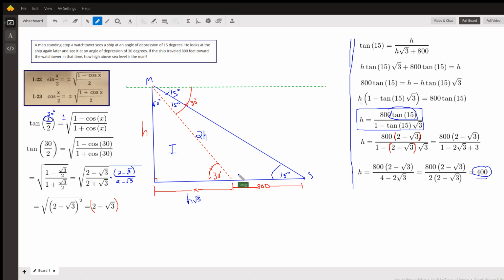So if I put a Q here, I can say triangle MQS is an isosceles triangle because the base angles are equal, which means the sides opposite those base angles are equal. This side is 800 opposite this 15, and this 2h also has to be 800. So h equals 400. Wow, that was a lot easier.